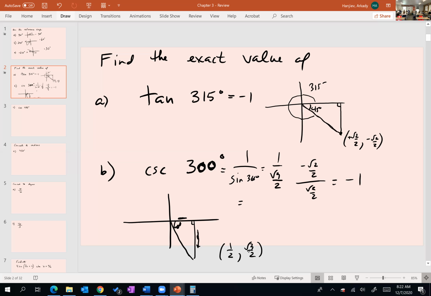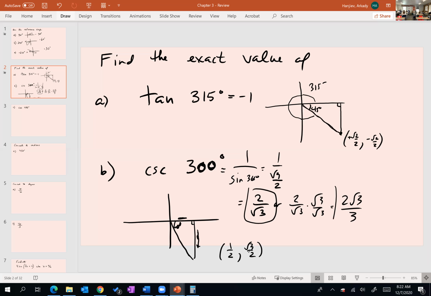Cool, good there. And it's just going to be the reciprocal of it. So you can keep it like this. This is totally fine like that. Let me erase the previous. Or you can rationalize the denominator and make it 2 root 3 over 3. Either one is just fine right there or right there.